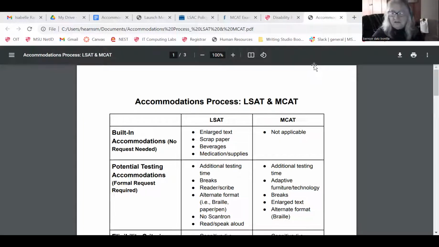With the LSAT, there's already software built in that lets you enlarge the text. The exam itself is online. There are some portions that you can request to have in a paper and pencil format. We'll get to that in a few. But the test itself is online. So if you need a larger font, you don't need to request that. That's already available to you. You do not need to request extra scrap paper. That is also allowed. You do not need to request to be able to bring a beverage.